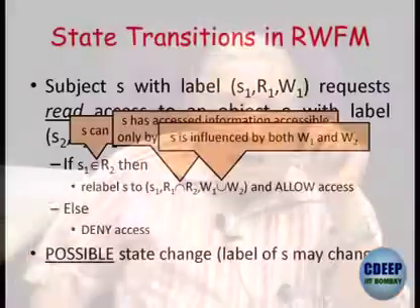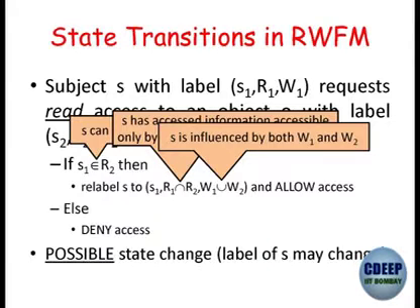Now let us look at under what conditions a subject which has a label S1, R1, W1 can request read access to an object O with the label S2, R2, W2. What does that mean? S1 is the subject, R1 is the set of readers, W1 is the set of writers. That means that it's an object and this is a subject. Information is flowing from subject to object because the subject wants to read an object. So that means that it acquires more information.